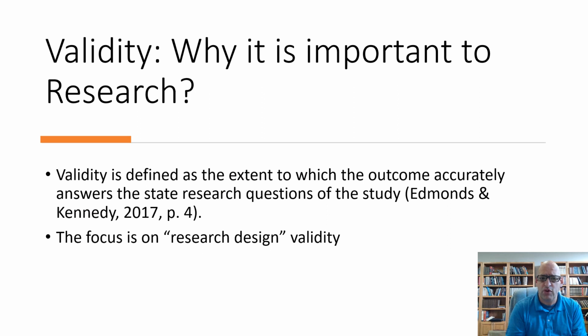So let me start off with validity. This comes right from your textbook that you're reading this week. Validity is defined as the extent to which the outcome accurately answers the stated research questions of the study. So if you have 3 or 4 research questions, are you answering those questions in your research? And so this goes back to the focus of your research design, and this again establishes validity. What you will do and what you won't do gets into the limitations and delimitations of your research.